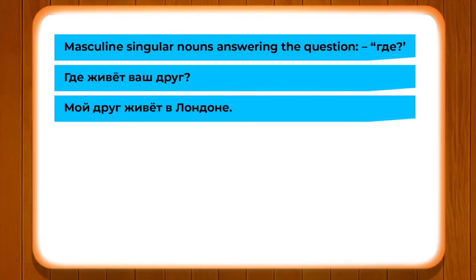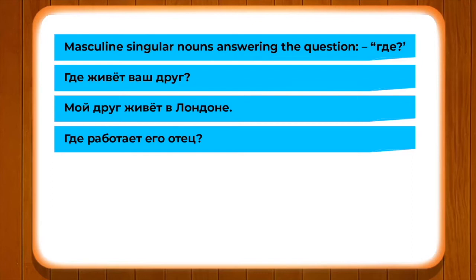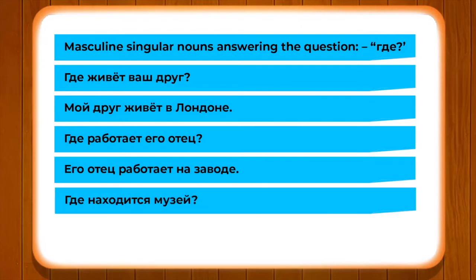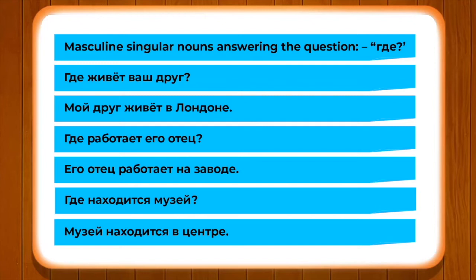So likewise, you have to keep remembering the facts and fundamentals of Russian grammar in case of this case system. Then you have the question: где работает его отец? Его отец работает на заводе. So here we are using the preposition на for на заводе, at the factory. Where does his father work? His father works at the factory or at the plant. You can change it like that. Then, где находится музей? Where is the museum located or situated? Музей находится в центре. The museum is situated at the center.